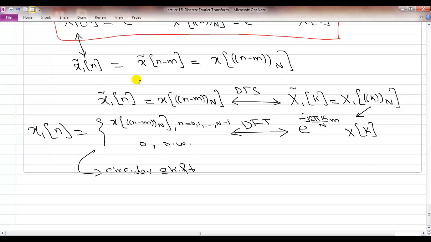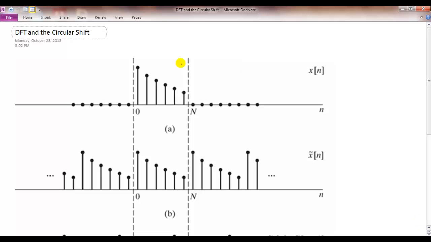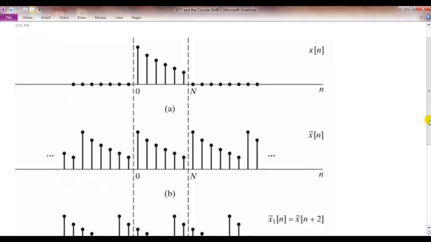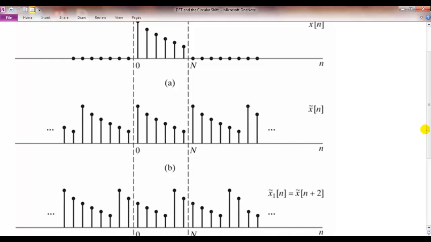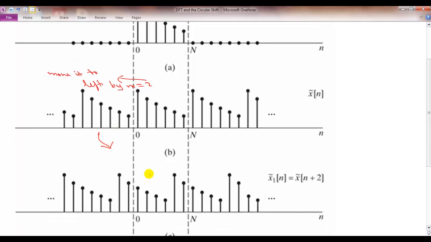So we will now take a look at an example of this. This is our original sequence x[n] of length N, and this is its periodic repetition x tilde[n]. There are two ways of computing the circular shift. Let's say you want to do a left circular shift by 2. You either take this periodic thing and move it to the left by m equals 2, and you get this new sequence. And then the circular shift just corresponds to the sequence that is between this principal period.